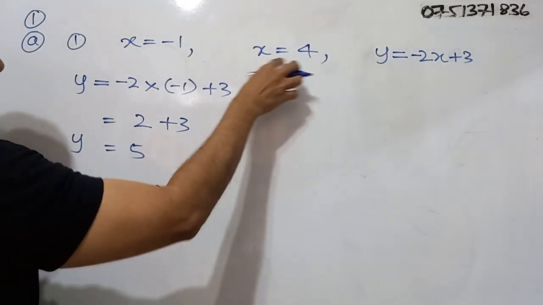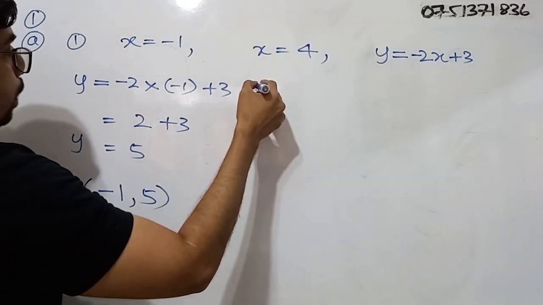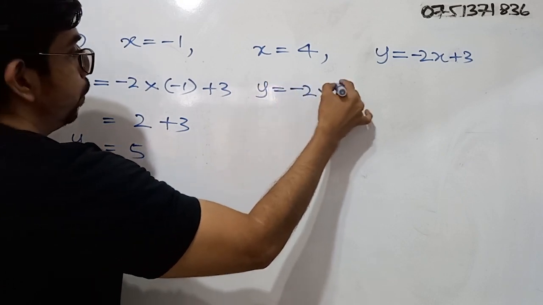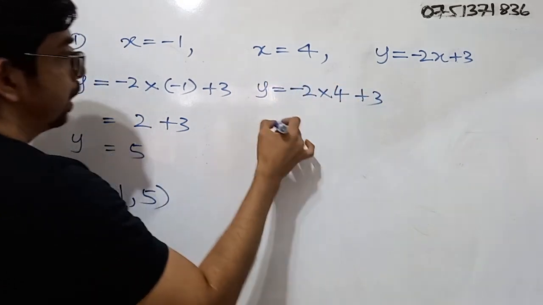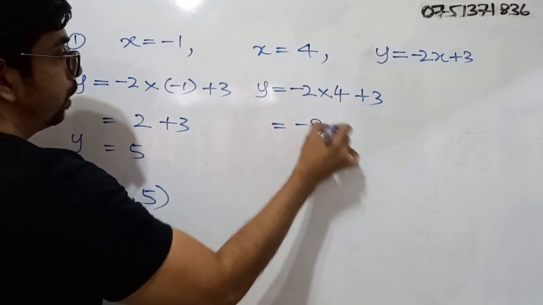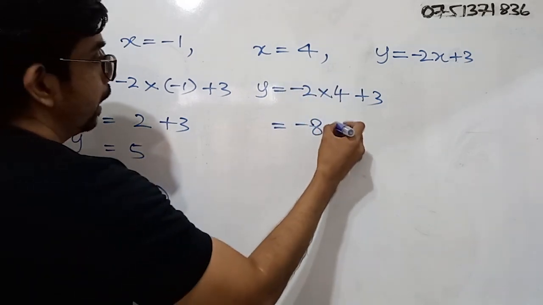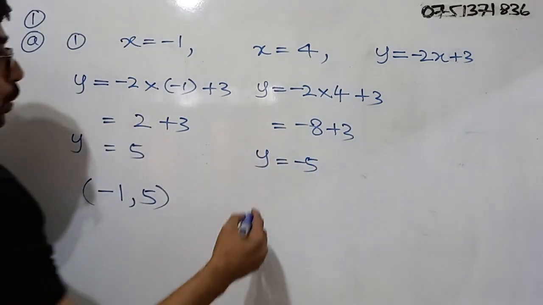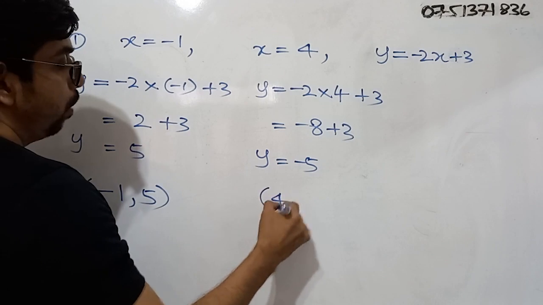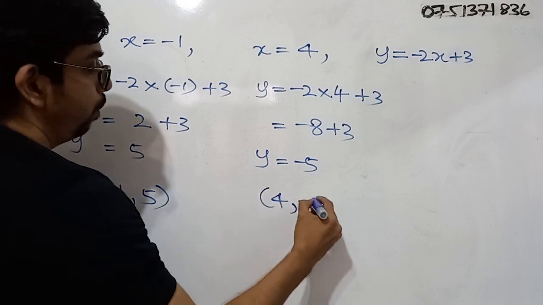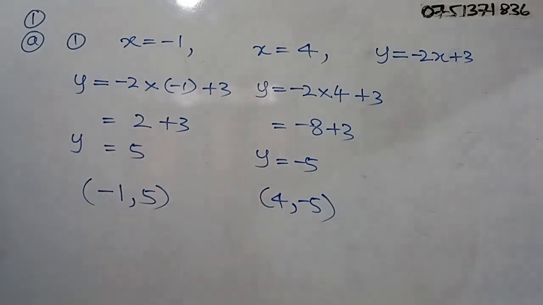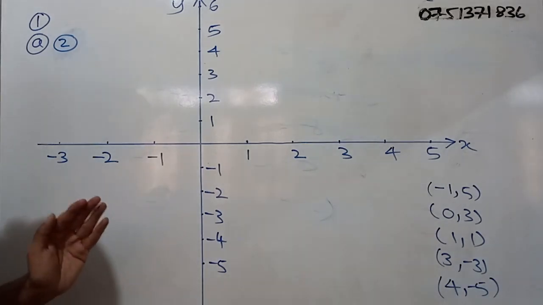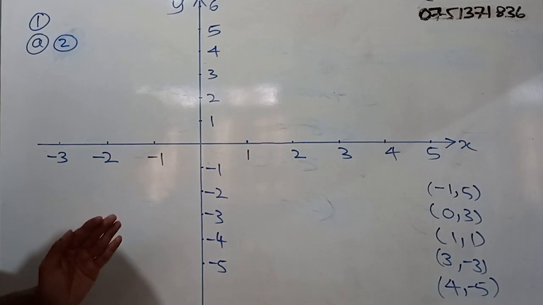So next, x is equal to 4. So what's the value of y? y is equal to negative 2 into 4 plus 3. So 2 into 4, that is negative 8. Negative 8 plus 3. What do we get? Negative 5. So that means when the value of x is positive 4, the value of y is what? Negative 5. Right. So in the next part, we have to draw the line of the graph.